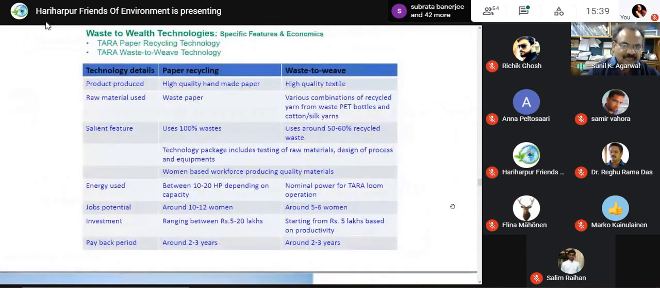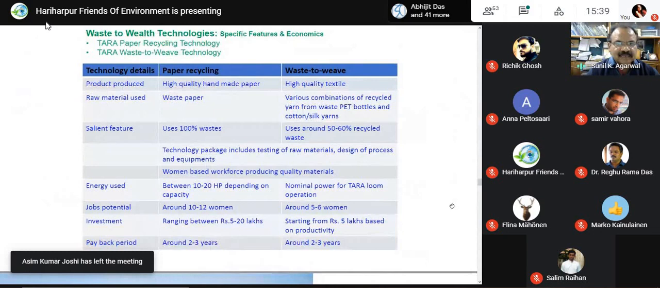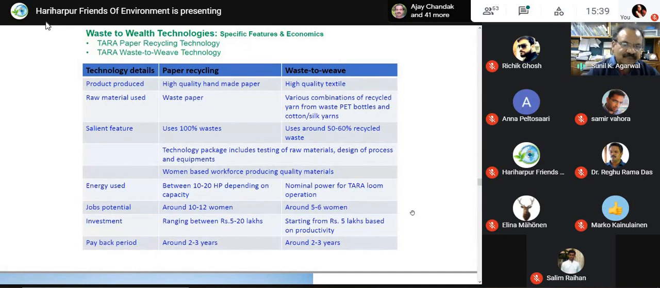And this is the detail about these packages, paper recycling and waste to weave. Two packages are there which we have been able to get, and the payback period is also given, around 2 to 3 years. Next slide, please.